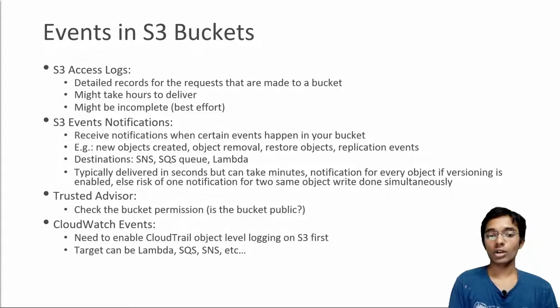Next, S3 event notifications, which retrieve a notification whenever certain events happen in your bucket. For example, new objects are being created, others are being removed, objects are being stored, or a replication event is happening. The destinations of these S3 events can be SNS, SQS, and Lambda. Typically these S3 event notifications are delivered within seconds, but it can sometimes take a minute or two. You will receive a notification for every single object if you have enabled versioning on your S3 buckets.